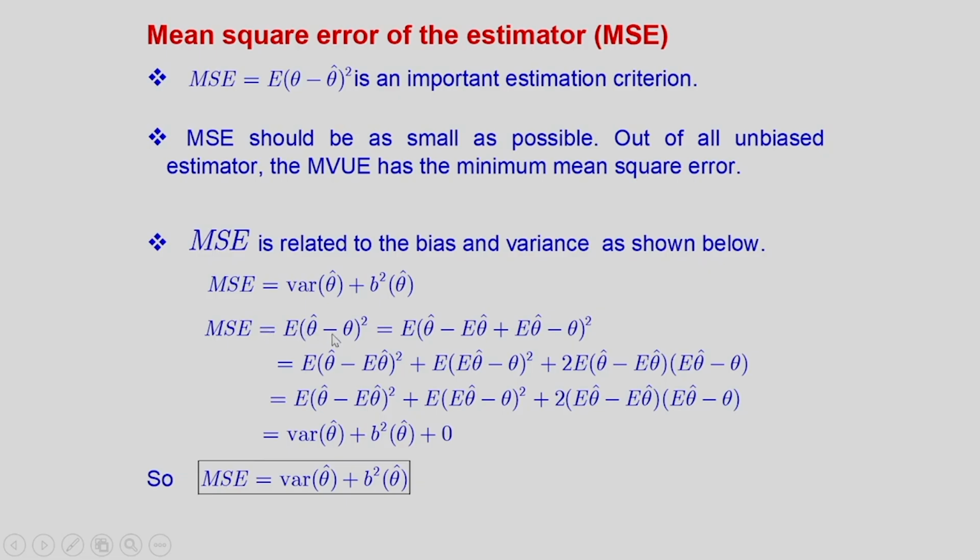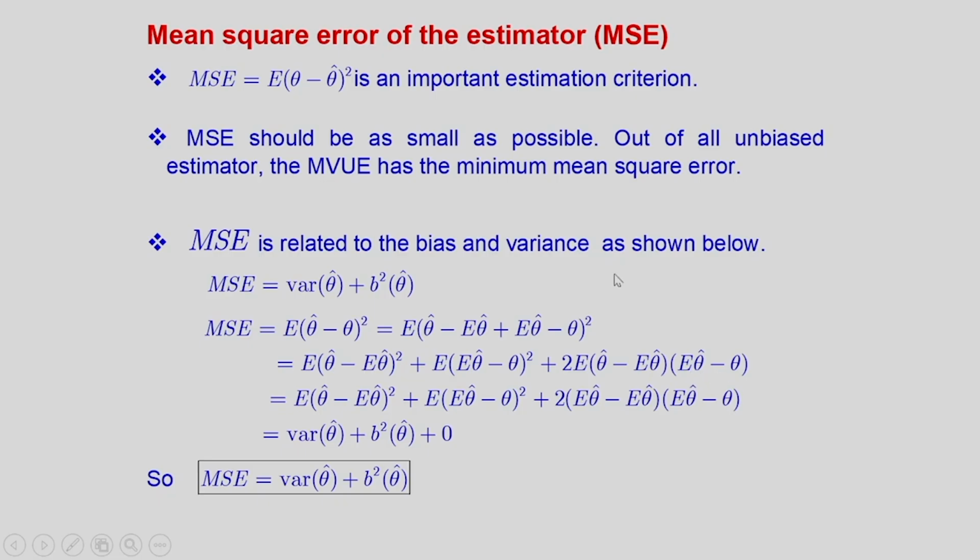MSE is equal to E of (theta hat minus theta) whole square by definition. That is equal to, now we can write E of (theta hat minus E of theta hat plus E of theta hat minus theta) square. We are subtracting E of theta hat and adding E of theta hat. Now we expand it: E of (theta hat minus E theta hat) whole square, plus E of (E theta hat minus theta) whole square, plus twice the AB term, 2 E of (theta hat minus E theta hat) into (E theta hat minus theta).